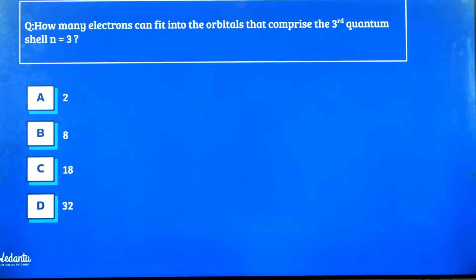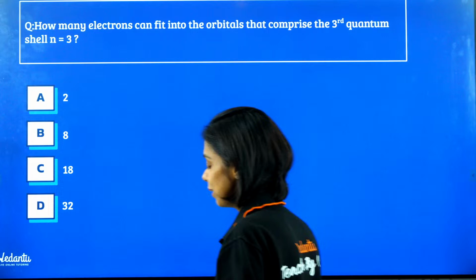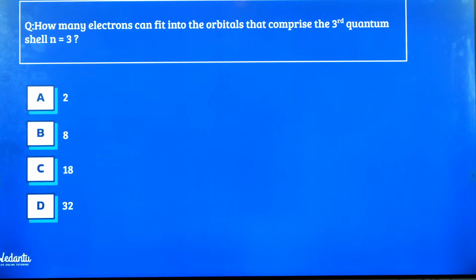Now the next question: how many electrons can fit into the orbitals that comprise the third quantum level, n equal to 3? If you have the third shell, read the question: how many electrons can fit into the orbitals that are part of the third shell? So how many electrons can you fill in the third shell, guys?